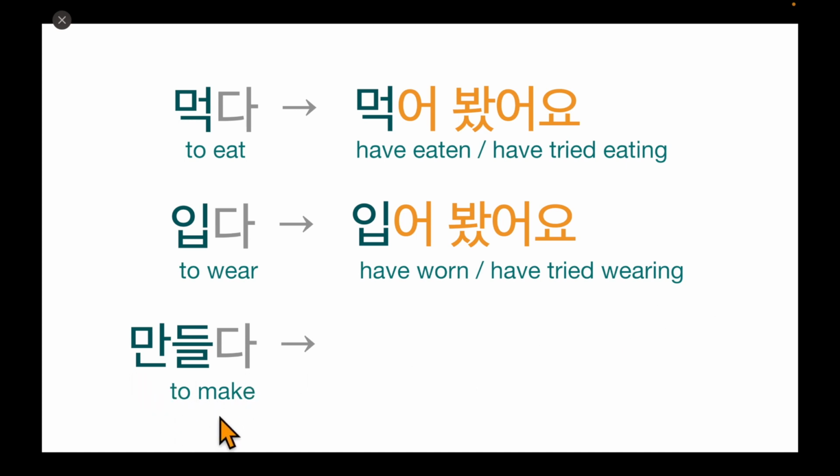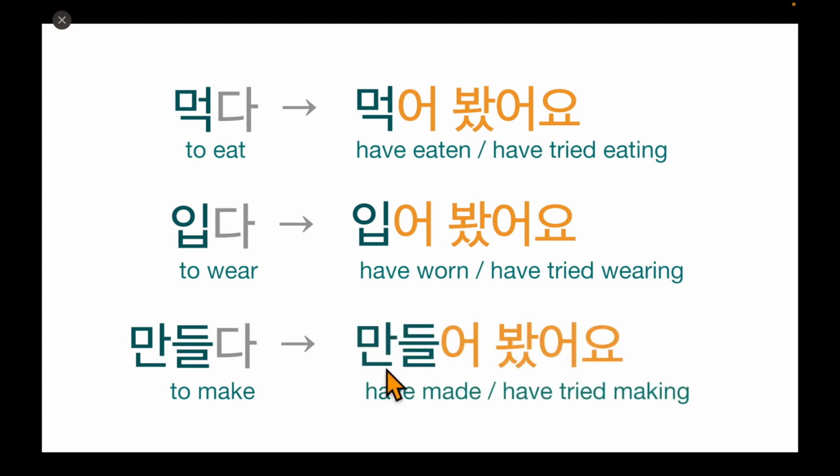만들다, to make. What is the conjugation? 만들어봤어요. Repeat after me. 만들어봤어요. One more time. 만들어봤어요. That means I have made something or I have tried making something.